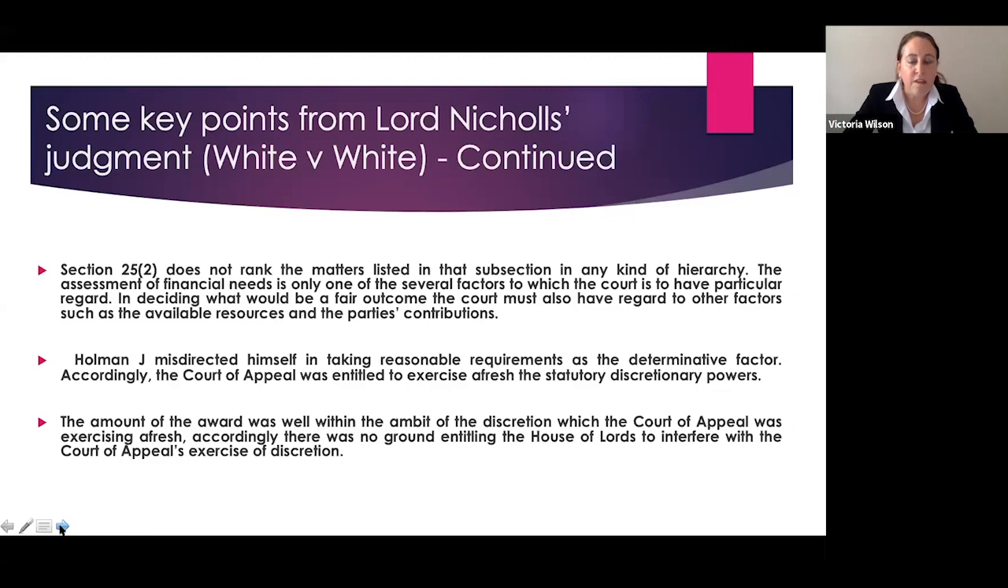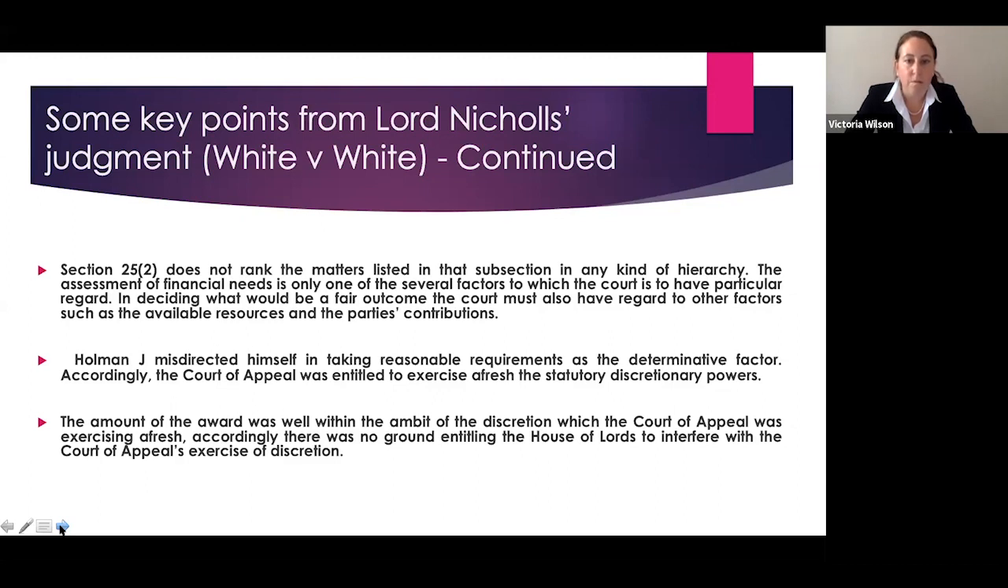Now, continuing with his key points from the judgment, he explains to us that Section 25.2, which is the Section 25 factors we saw previously, doesn't rank the matters listed in any kind of hierarchy. So in this case, financial needs, he says, is only one of the several factors. The court must also look at available resources and contributions. He then goes on to consider the first instance judgment of Holman J and says that basically Holman J was wrong because he misdirected himself about reasonable requirements.